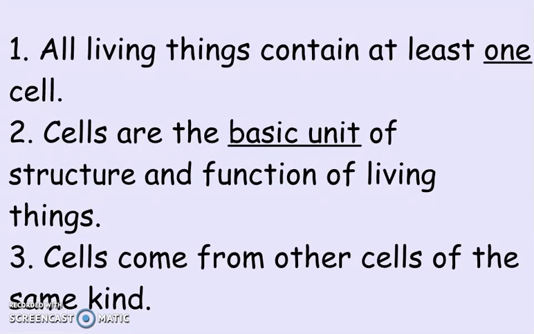The second is that cells are the basic unit of structure and function of all living things. So all living things are made up of a bunch of different cells, and they each have their own job to do. The third part is that all cells come from other cells of the same kind.